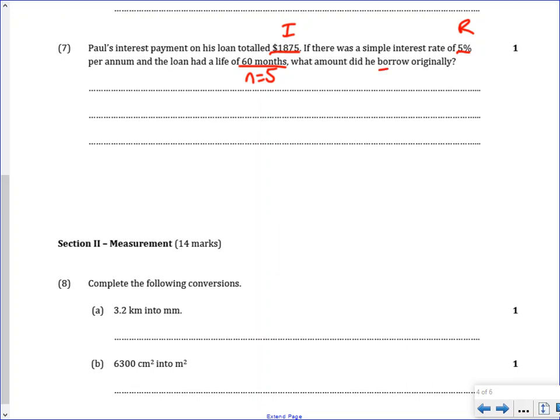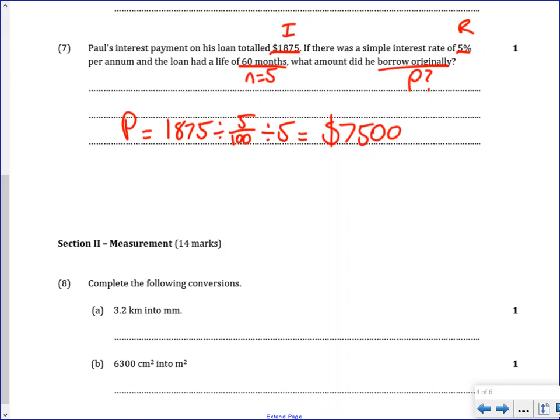We're going to say how much we borrowed originally, so we're trying to find the principal. So what we do here to find the principal, this is reverse simple interest, so rather than multiplying, we divide. Basically, we say P equals $1,875 divided by 5 over 100 divided by 5. And when you put that into your calculator, it gives me $7,500. So what we're saying here is, how much money did I need to put in now, so in 5 years at 5% per annum, I would get an interest of $1,875.